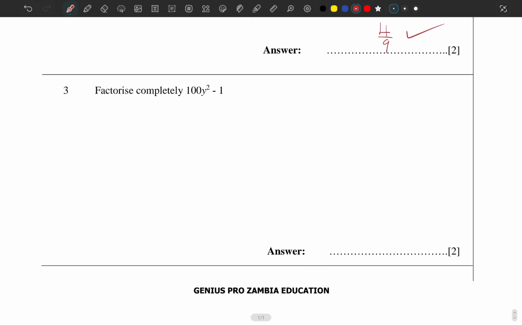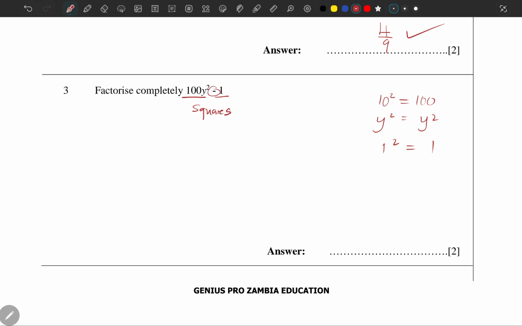Alright, the last question is factorize completely. So we have 100y squared minus 1. Now, look at 100. Which number do we square to give us 100? 10. If I square y, I'll get y squared. If I square 1, I'll get 1. The question is, why am I doing this? Well, I'm doing this for you to understand that all these are squares.